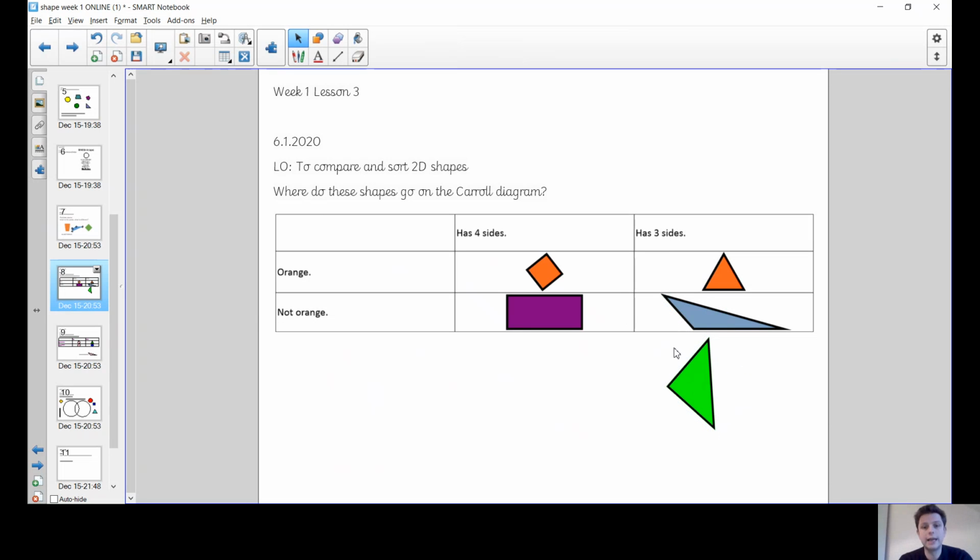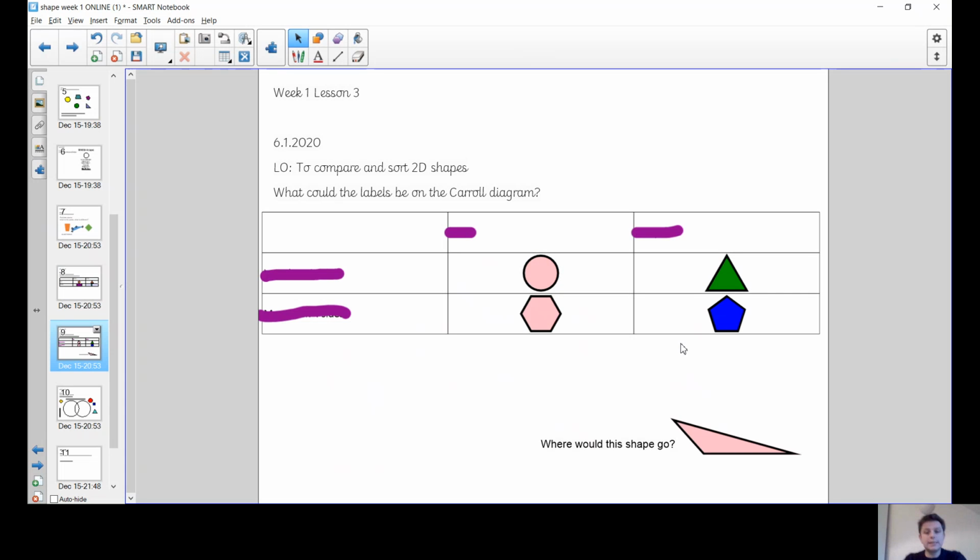Because it's not orange and it has 3 sides. So this is a Carroll diagram. It's a way to sort different shapes. Let's have a look at this Carroll diagram.